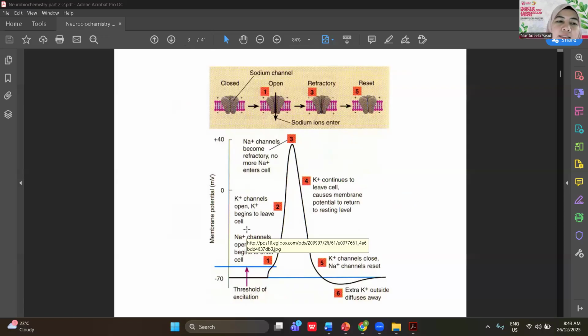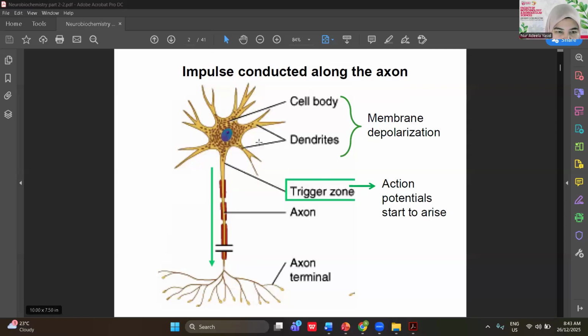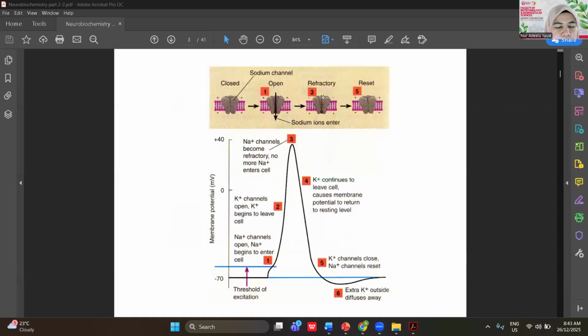So the key concepts that we need to know about the process here are depolarization, action potential, and also propagation. This diagram explains the process of action potential generation and propagation in a neuron. It focuses on the changes in membrane potential and ion channel activity.